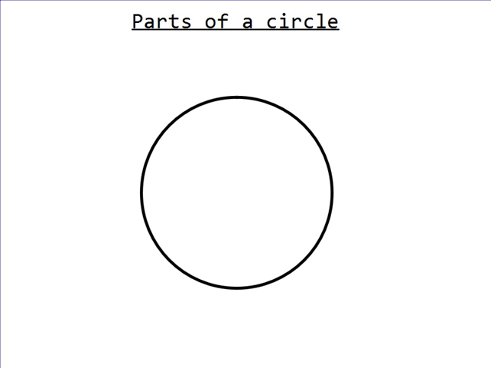So the first piece of vocabulary we're going to need to learn is circumference. The circumference of a circle is the length around the outside of a circle. So it's kind of like perimeter. And on your sheet, you can just highlight the outer edge of the circle. And that's circumference.